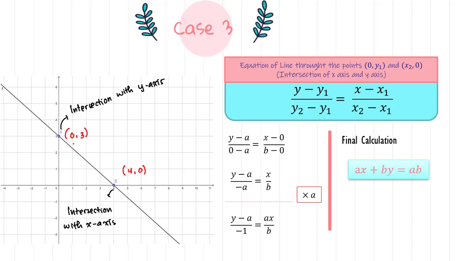In this case, (0, 3) means (0, a), and (4, 0) means (b, 0). You just need to do a substitution into the formula, and you will find 3x + 4y = 12. So this is the answer.